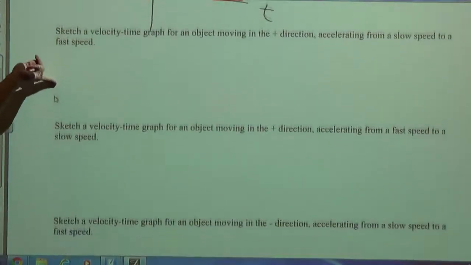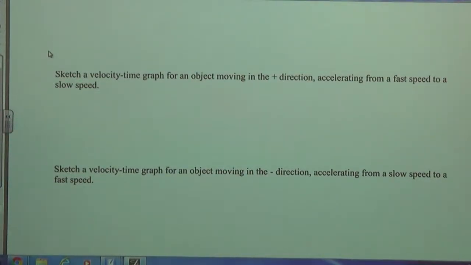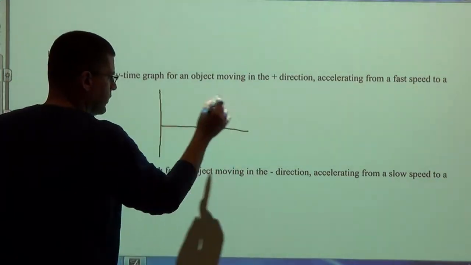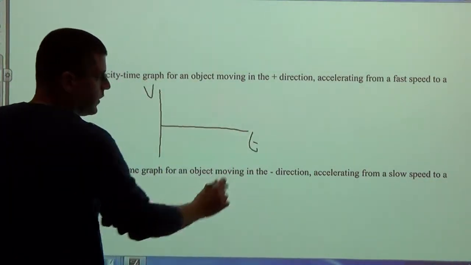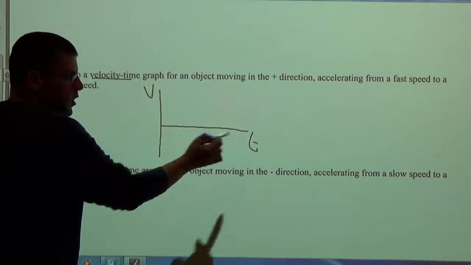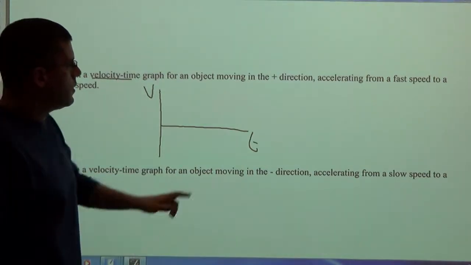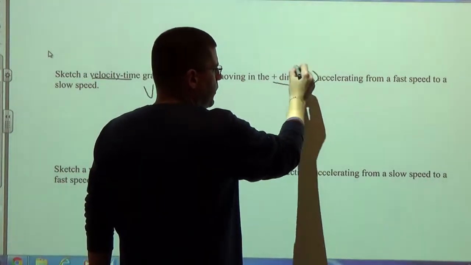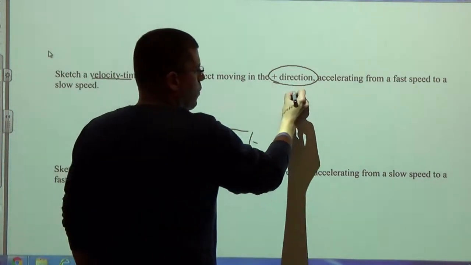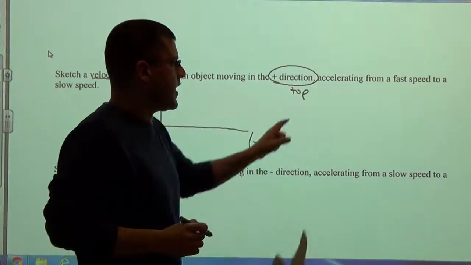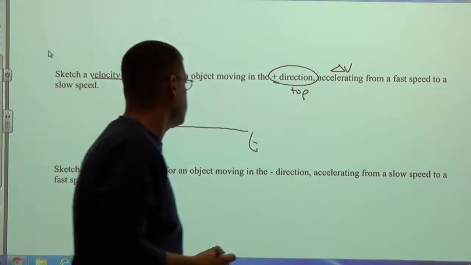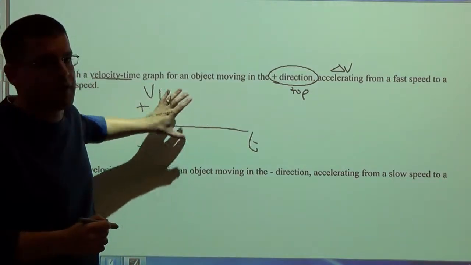Let's skip down to this one. You guys should be able to do most of these. I'll just do a few random ones. Set your axes, V, T. Here's the story. Velocity time graph. You have positive direction. So when you see positive direction, you want to work up top, in the top quadrant. Now you have acceleration. So there's going to be a delta V right here. So when you think delta T, you're going to have some sort of a slope.